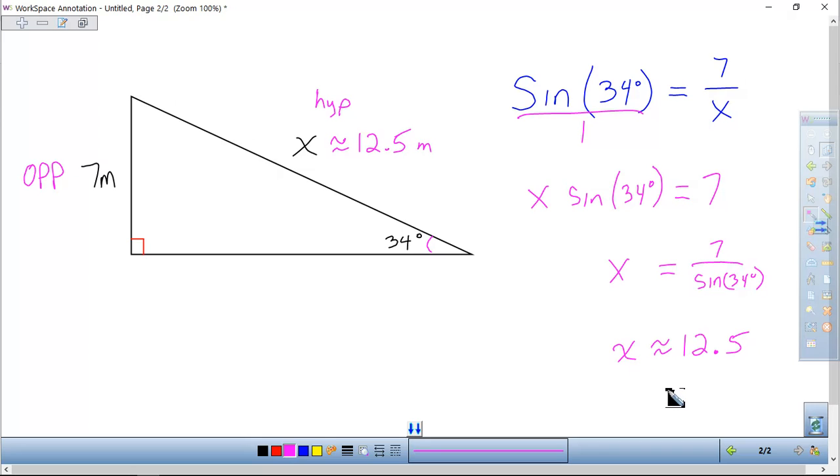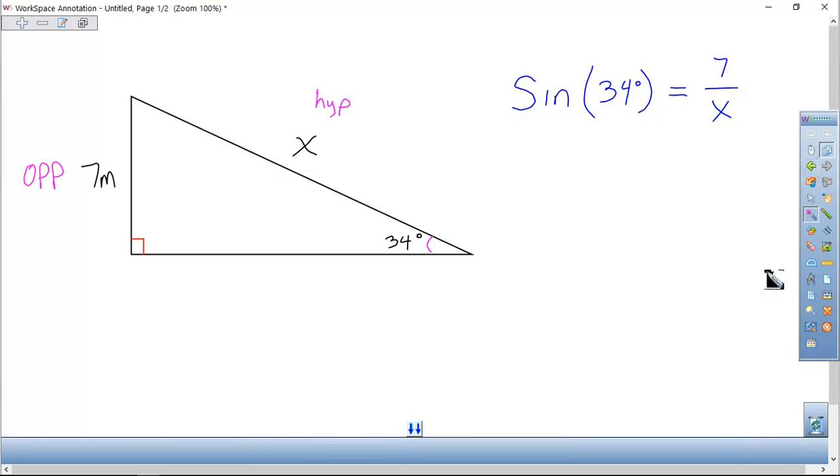Now, if we look at this proportion here versus our original equation, it kind of looks like x and the sine of 34 have just swapped places. And if you study proportions, you learn about means and extremes, you'll learn that is allowed as a shortcut. So here is a faster way to solve the problem.